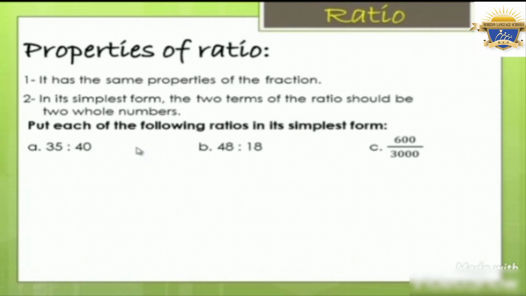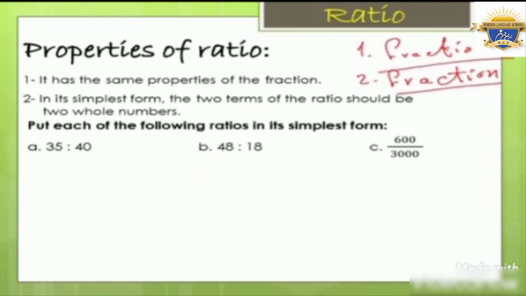Put each of the following ratios in its simplest form. But to put them in its simplest form, we should remember some of the rules of divisibility that we studied before. A number is divisible by 2 if its unit digit is an even number: 0, 2, 4, 6, 8. So we have to revise the lesson of the fraction and divisibility. A number is divisible by 3 if the sum of its digits is divisible by 3. A number is divisible by 5 if its unit digit is 0 or 5.